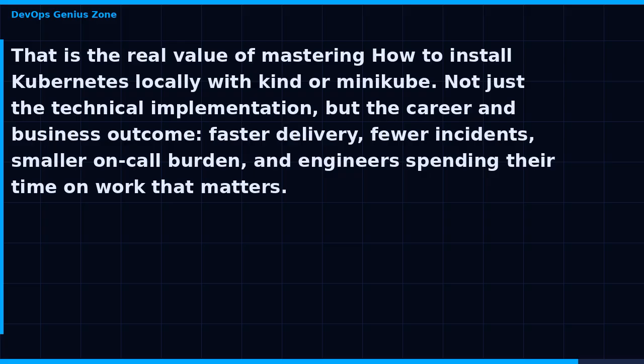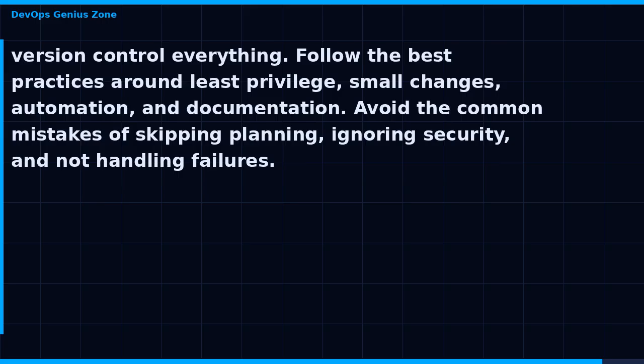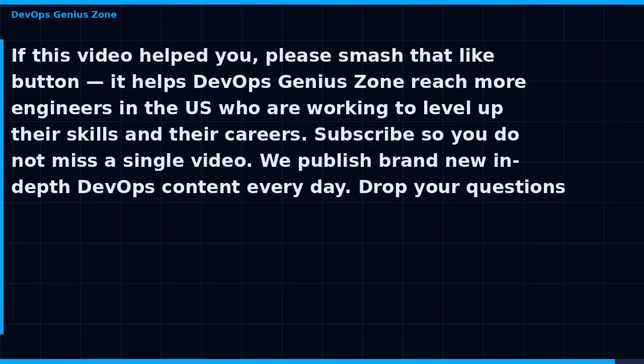To summarize, how to install Kubernetes locally with Kind or Minikube is critical in the 2025 US DevOps job market. The foundational concepts are desired state management, the reconciliation loop, and idempotency. Start right by understanding requirements before touching configuration, and version control everything. Follow the best practices around least privilege, small changes, automation, and documentation. Avoid the common mistakes of skipping planning, ignoring security, and not handling failures.